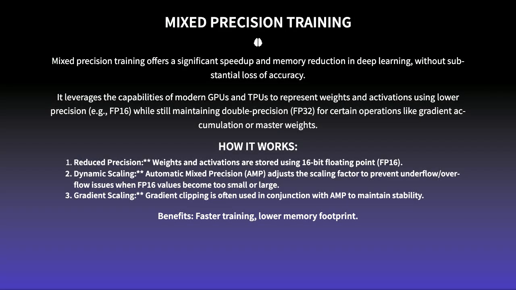Okay, let's talk about mixed precision training. Basically, it's a clever way to speed up deep learning models by using slightly less precise numbers, specifically 16-bit floating point instead of the full 32-bit versions. It doesn't mean we're sacrificing accuracy. In fact, modern hardware and techniques like automatic scaling help ensure that the results remain very close to what you'd get with full precision. It's a really effective way to make your training runs faster and use less memory.